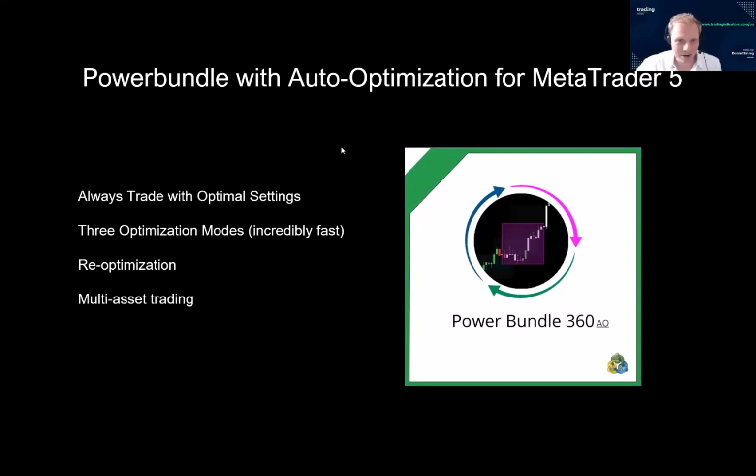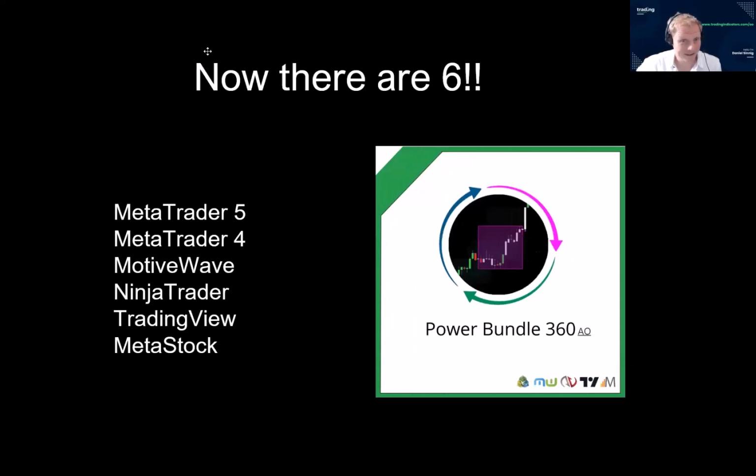And as a reminder, now there are 6. We now have the Powerbundle with auto optimization, Powerbundle AO, available for 6 platforms. So we have it for MetaStock, which is different from MetaTrader. So MetaStock, we have it for TradingView, NinjaTrader 8, Wave, MetaTrader 4, which we introduced 2 weeks ago, and now also for MetaTrader 5. All right, so with that, let's get started.